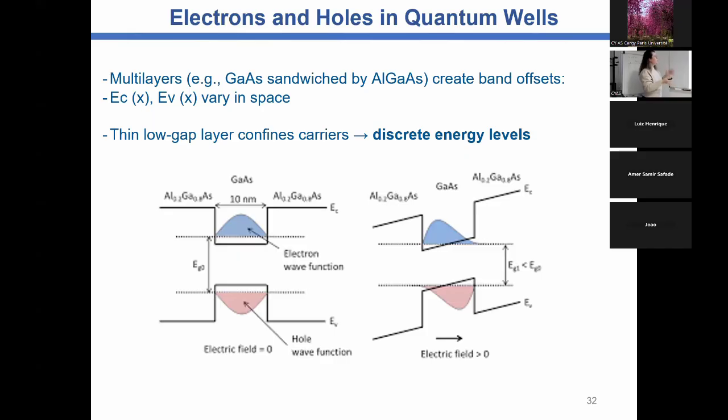Actually it's quite commercial already, the quantum confinement. And if you grow the material not at 10 nanometer, but 15 or 5 nanometer, you decrease the energy and you increase the energy respectively.